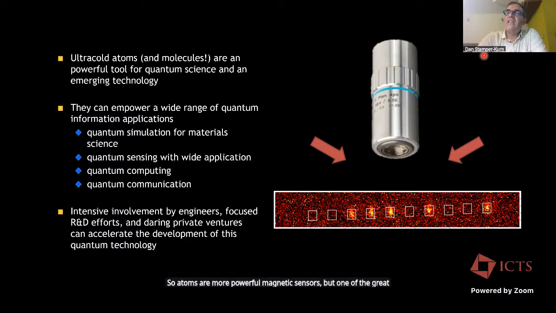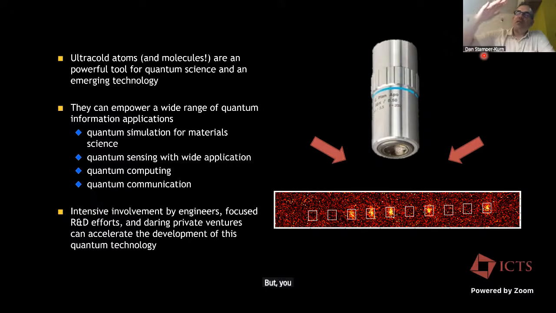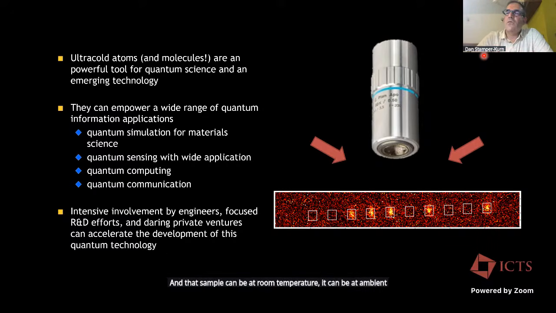But one of the great things about the NV sensor is that it sits inside of a solid. It can be made at very, very high density if you wish. But more importantly, it can be brought very close to the object you're trying to measure. That was one of the really exciting developments of the NV sensor: you put it underneath some layer of diamond to make it behave well, but maybe some fraction of a micron, you can have your sample on top of it, and that sample can be at room temperature, at ambient pressure, and so forth. And that's not something that cold atoms give you quite the same.